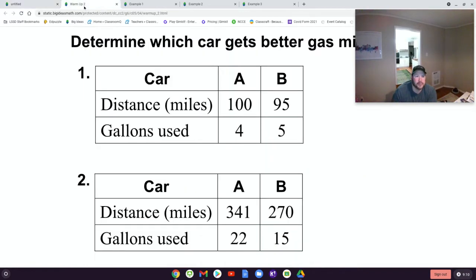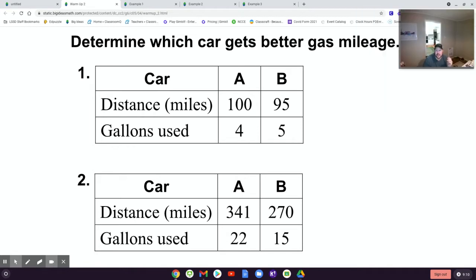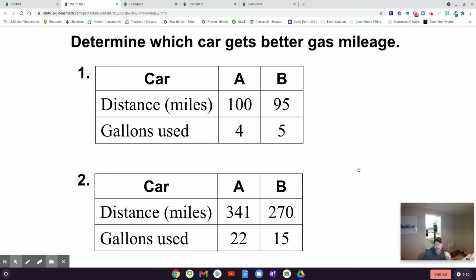So let's practice with this one right here. Now, you may not have perfect strategies for comparing things yet, but let's see how you do on these first two. Determine which car gets the better gas mileage, which basically means it gets more miles per gallon.